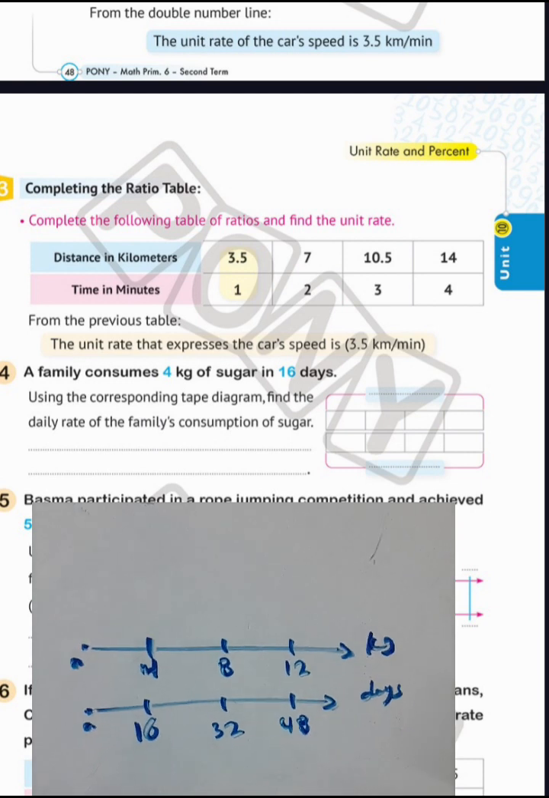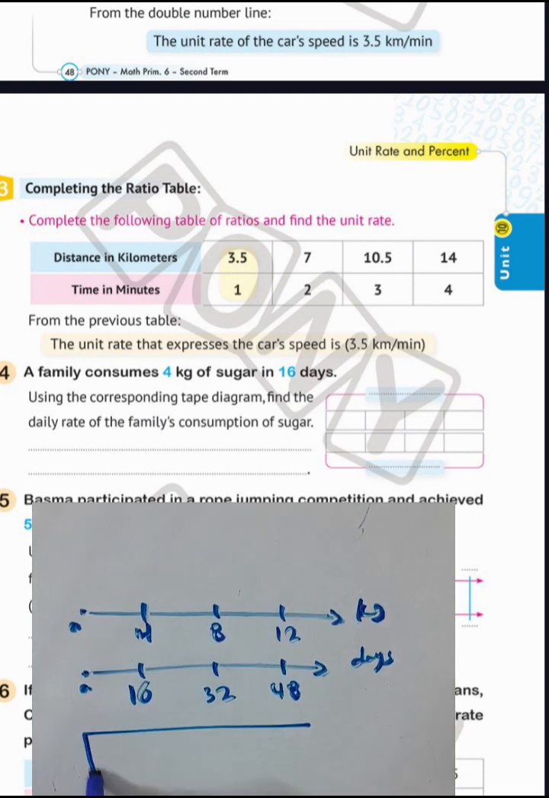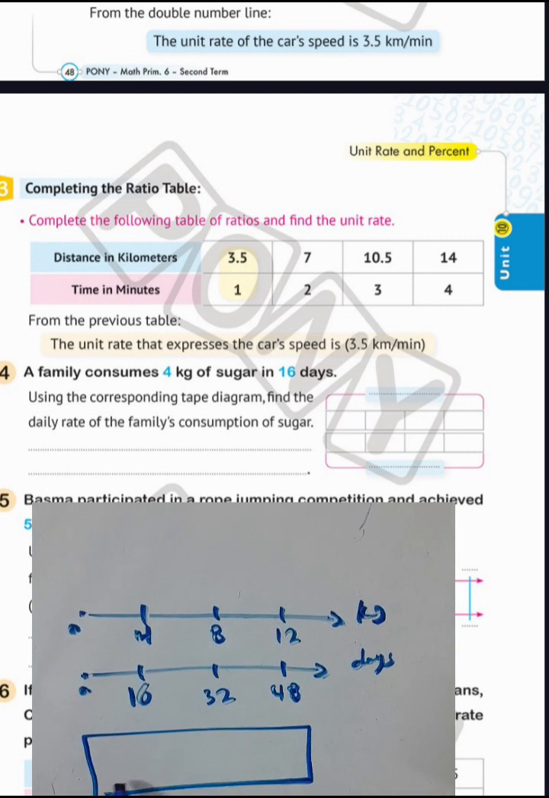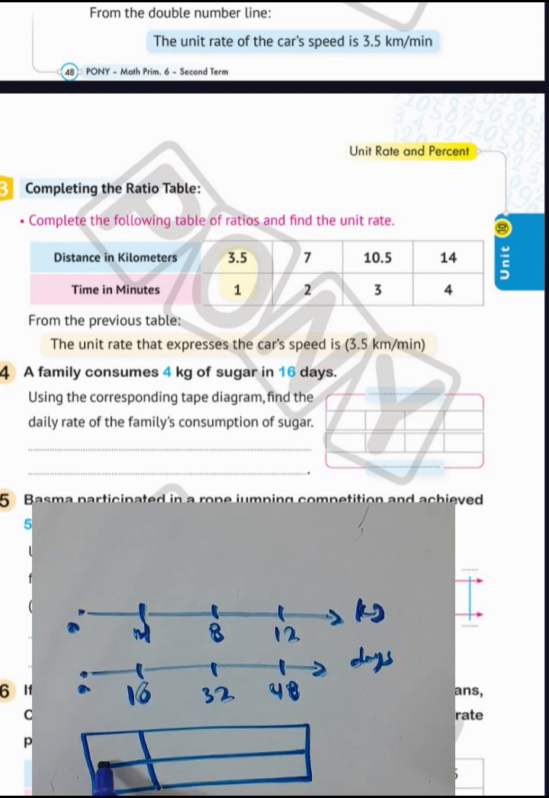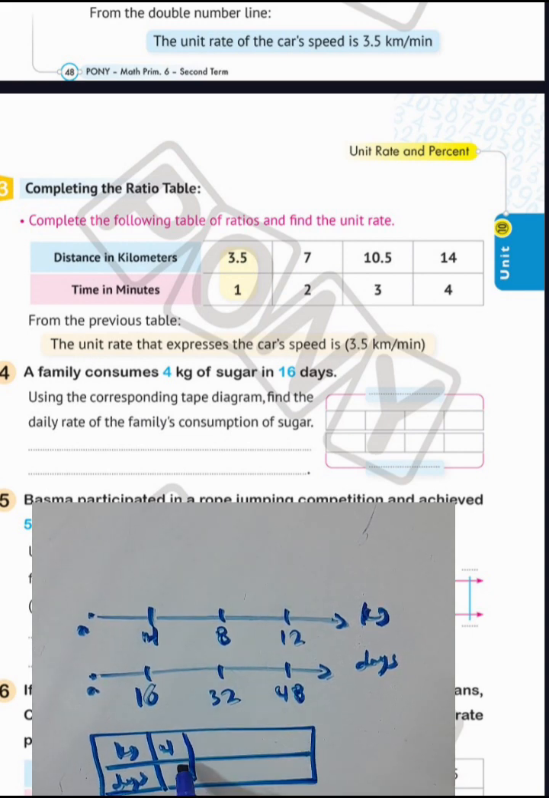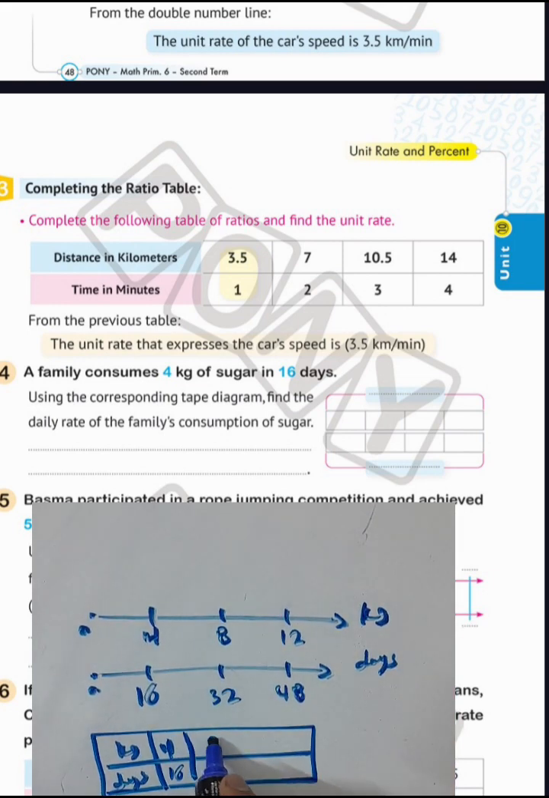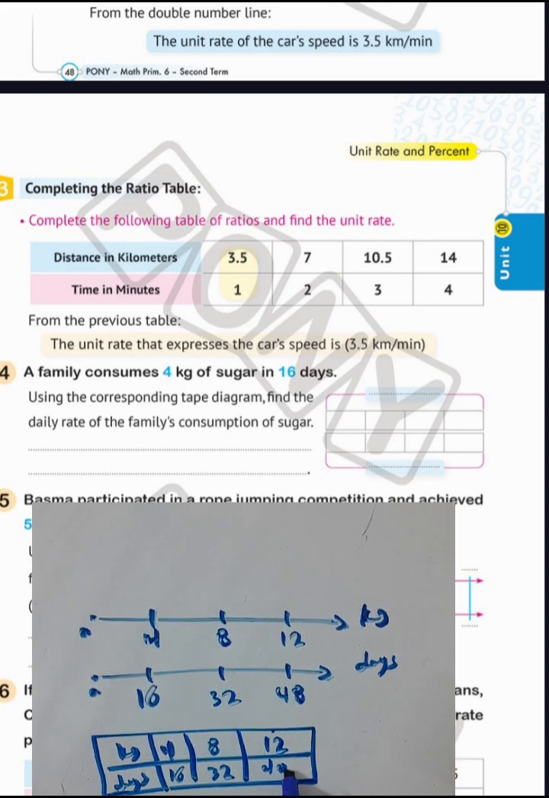You can put this information in a table. Draw a table comparing the number of kilograms and days. We have 4 kilograms used in 16 days, 8 kilograms used in 32 days, and 12 kilograms used in 48 days.